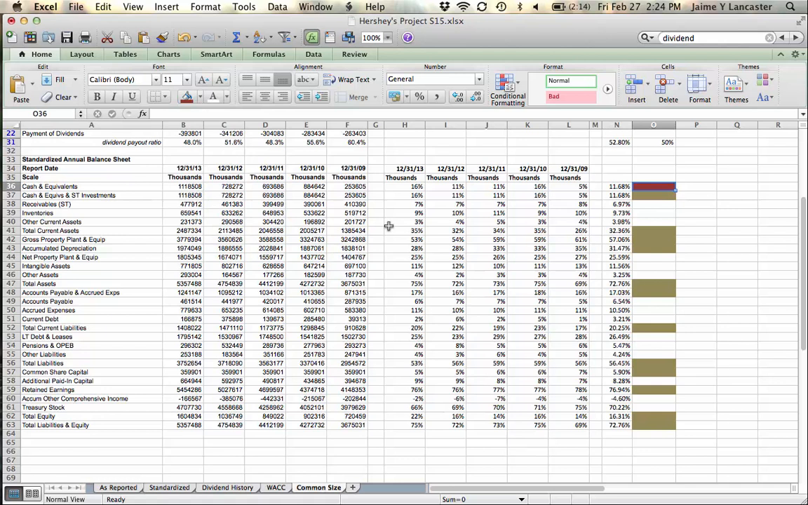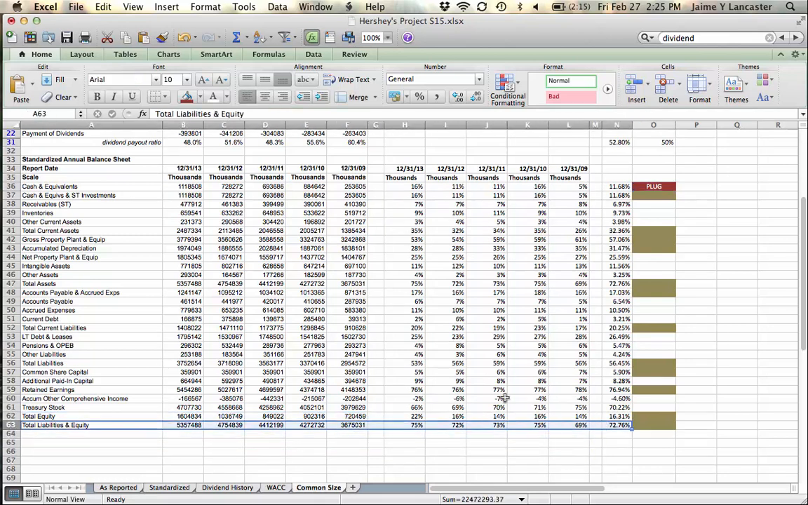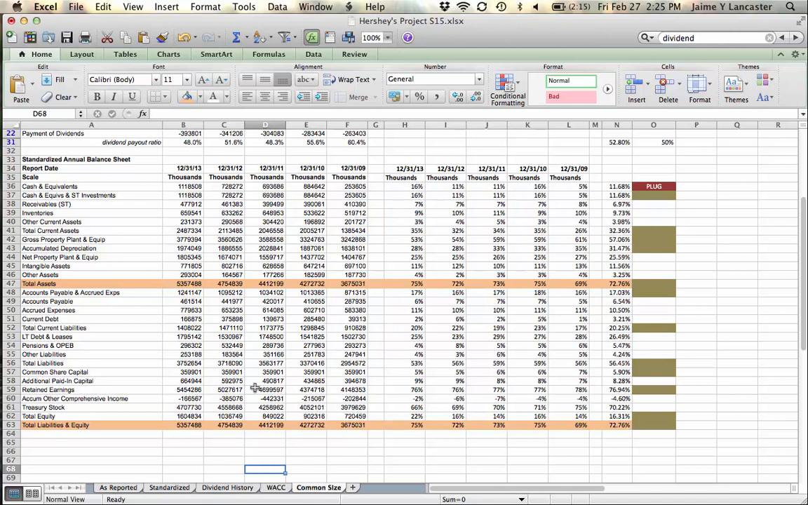The reason cash doesn't get a driver is because we use it as what's called the plug. And the plug is the value that you let vary. You'll let cash be whatever it needs to be in order to make total liabilities and equity balance with total assets. You'll notice here that total assets and total liabilities and equity have the same value in every single year. Well, you're going to need to have that too. Your balance sheet needs to balance. So total assets will equal total liabilities plus equity.